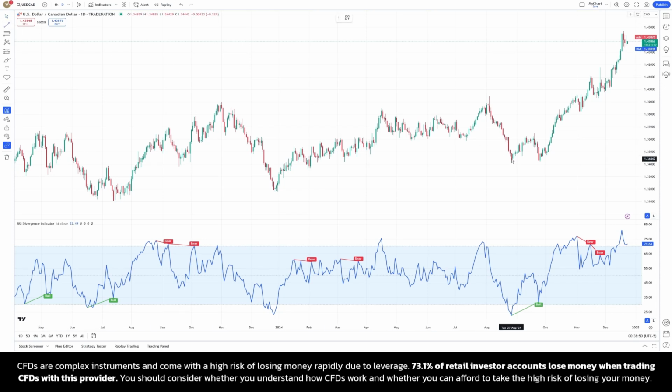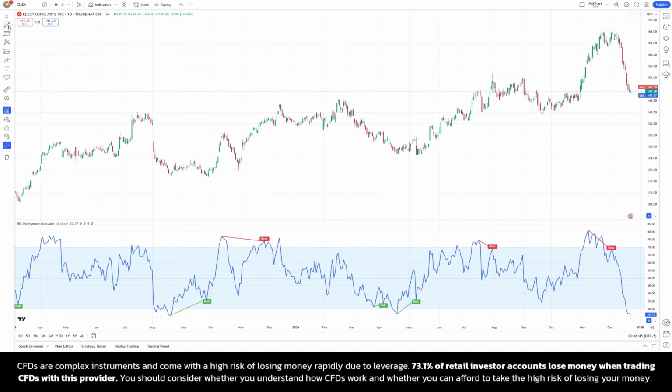A bullish divergence occurs when the price makes lower lows while the RSI makes higher lows. This signals that despite the price falling, selling pressure is weakening and the market may be gearing up for a reversal to the upside. On the other hand, a bearish divergence takes place when the price makes higher highs, but the RSI makes lower highs. This indicates that buying pressure is fading even as the price continues to rise, suggesting a potential downside reversal.